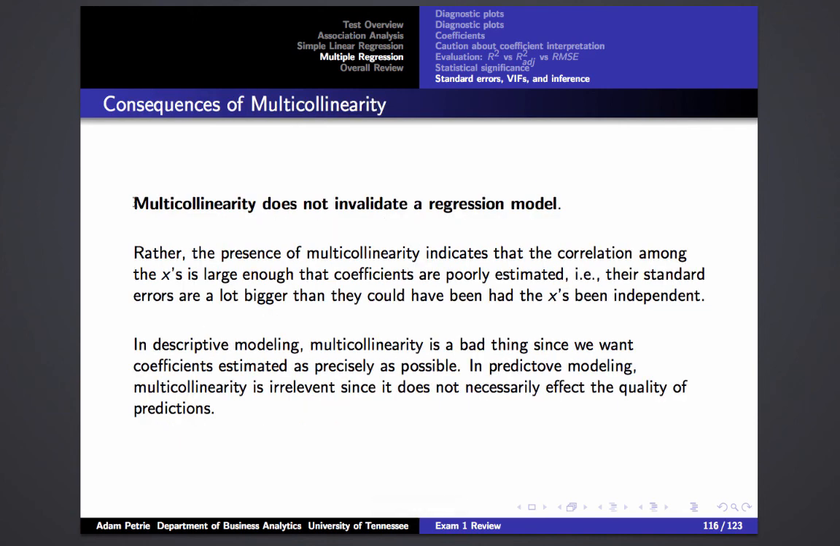So key thing, multicollinearity doesn't invalidate the regression model. It just says that your coefficients aren't all that well estimated. There's a lot of uncertainty associated with them. In descriptive modeling, that's kind of a bad thing because we want to estimate the coefficients as well as possible, but it doesn't invalidate the model. It still might be useful.